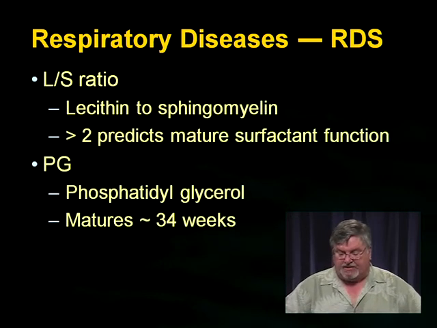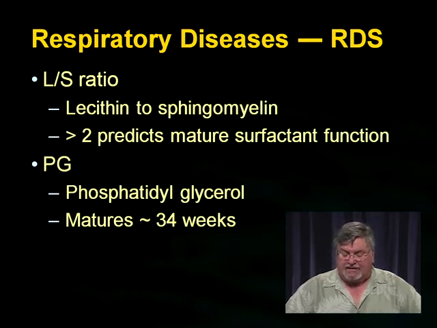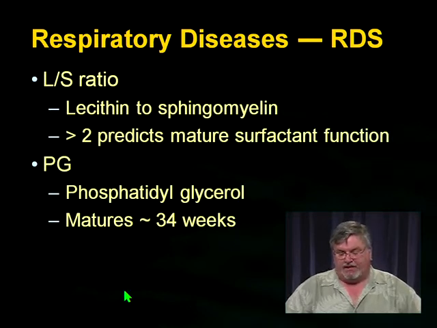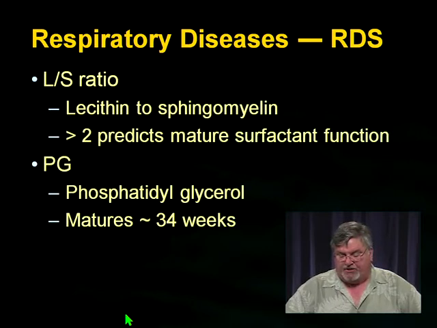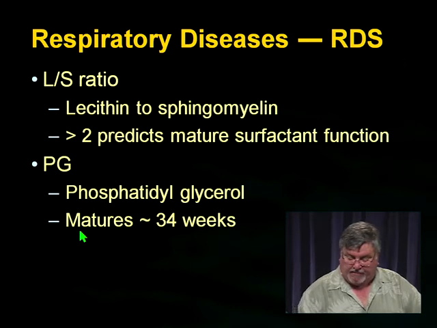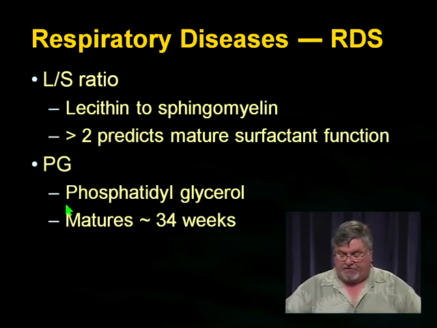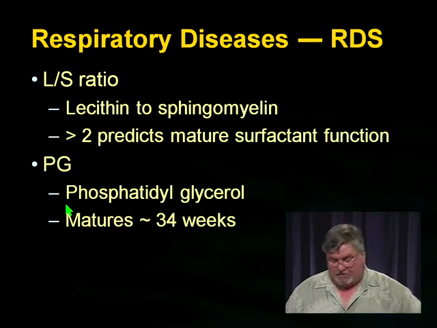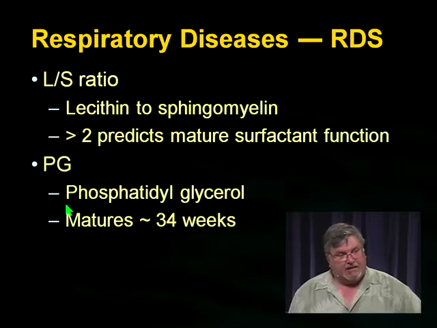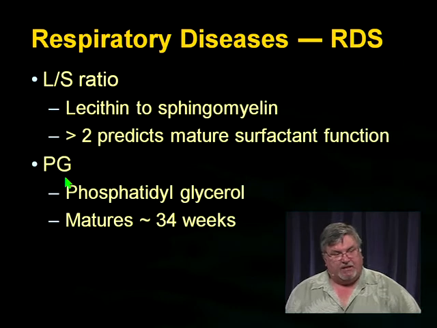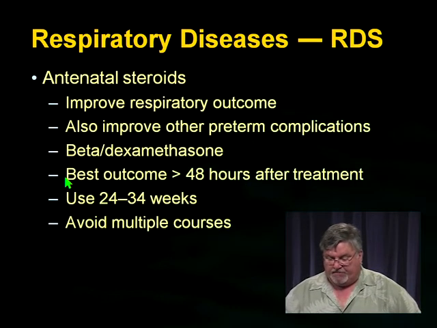The lecithin-sphingomyelin ratio is a laboratory test that can help predict kids that are either at increased or decreased risk for RDS, and a level greater than 2 predicts mature surfactant function. These days, people also look at phosphatidylglycerol levels, and those generally mature after 34 weeks of gestation. So those are tests that can help predict the occurrence of respiratory distress syndrome.